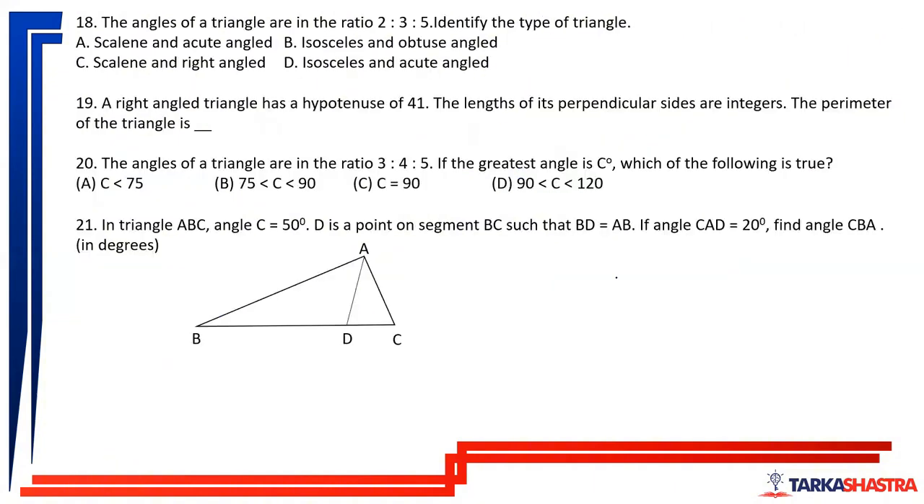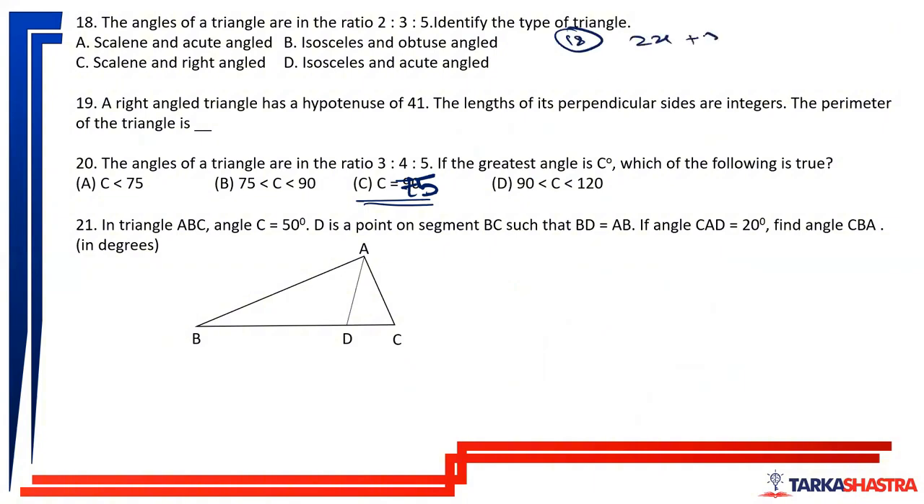Moving forward, the angles of the triangle are in the ratio 2:3:5. So here the options are wrong. Option C is equal to 750. Okay, we are on the 18th question. Angles of the triangle are in the ratio 2:3:5.